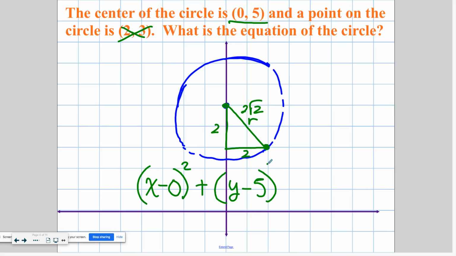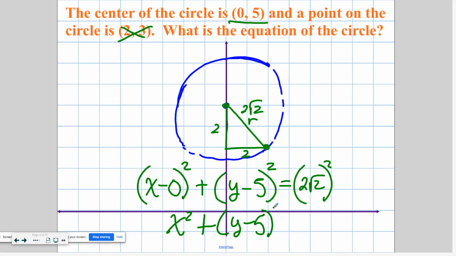And minus 5 squared equals, now we got to use our 2 root 2 squared, and you got to square the whole thing. And let's just simplify this. X squared plus y minus 5 squared equals 2 root 2 squared is 4 times 2 is 8. So that's the simplified version, and that's what I would go with.